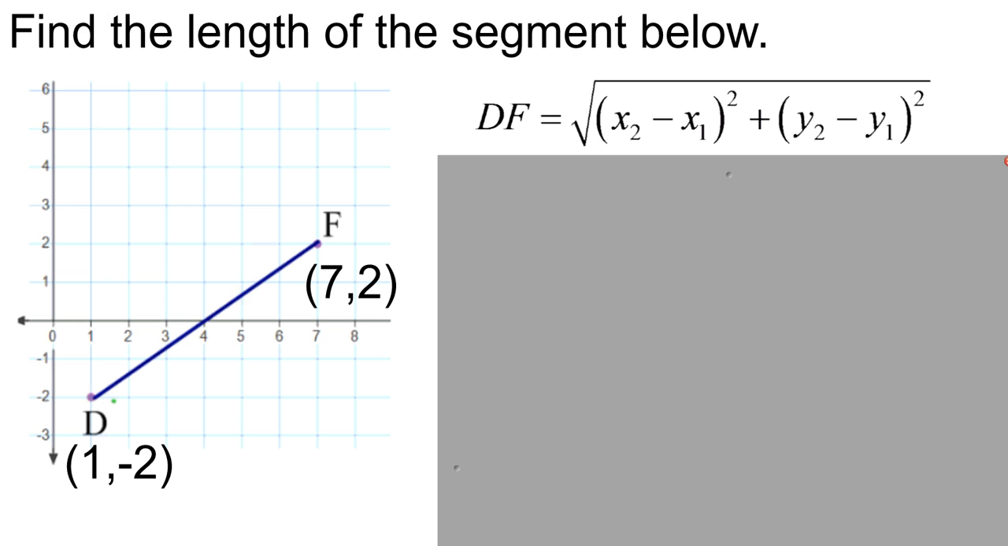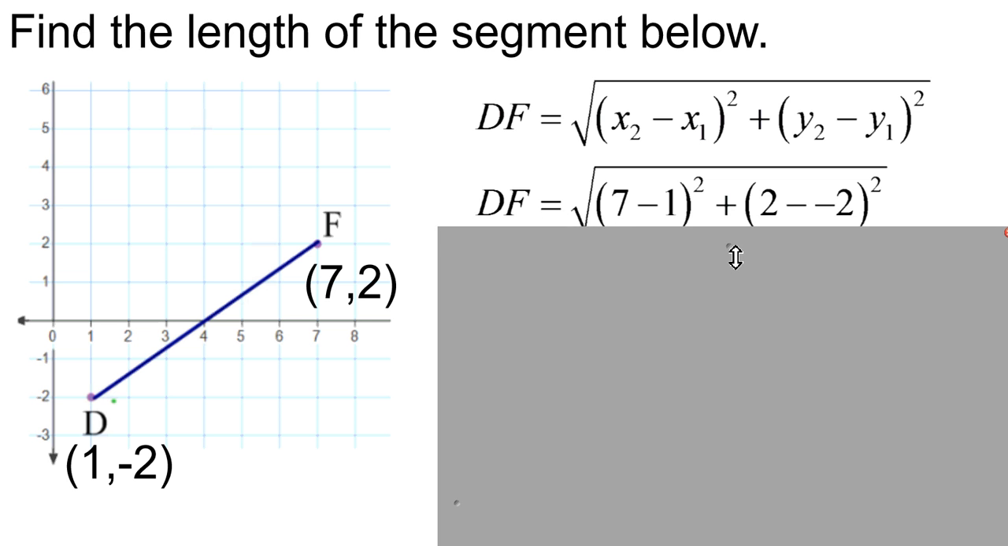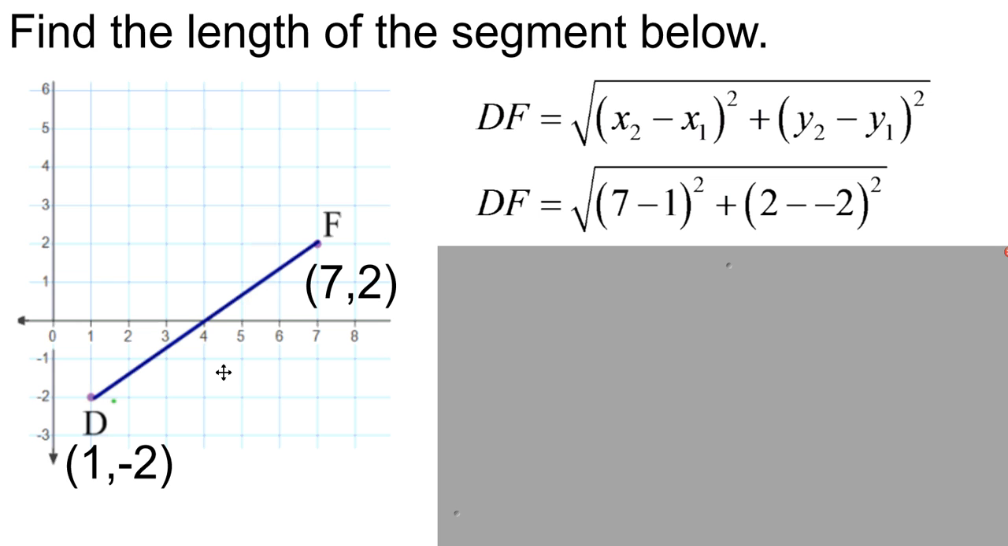So let's think about the distance formula. We need to know the coordinates for the 2 points. So we know D is at (1, -2), and F is at (7, 2). We're going to take the difference of the x values, because that would give us the length of this leg here, and the difference of the y values, because that would give us the length of this leg here. And then we can use those two to find this. So let's substitute those values in, right? The difference of the x's and the difference of the y's.